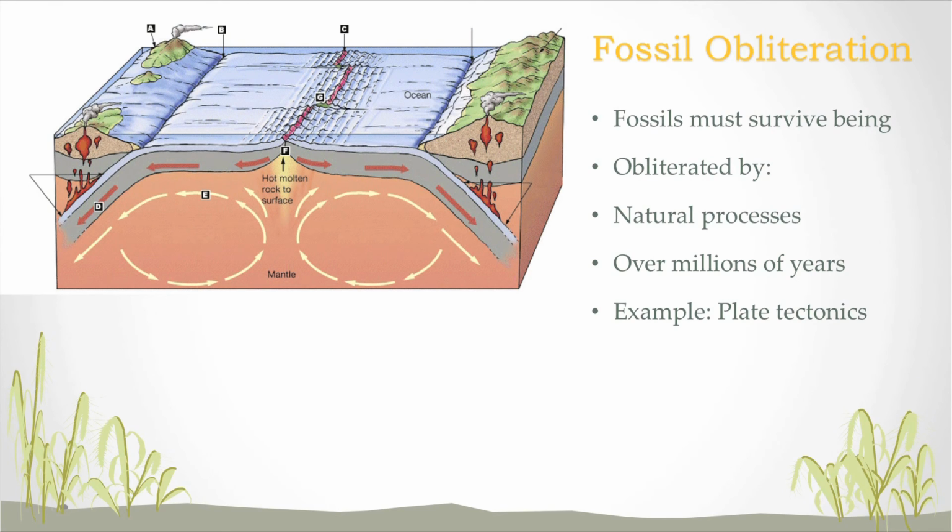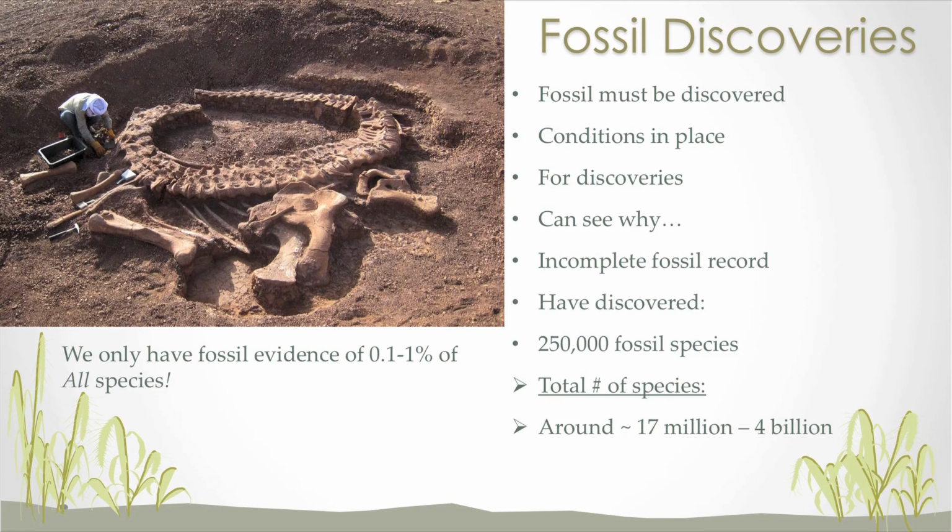The fossil must then survive being obliterated by naturally occurring processes over a span of millions of years. Then, the fossil must be discovered. Given that all these conditions have to be in place for us to discover a fossil, we can see why the fossil record is incomplete. So far, we have only discovered about 250,000 fossil species.